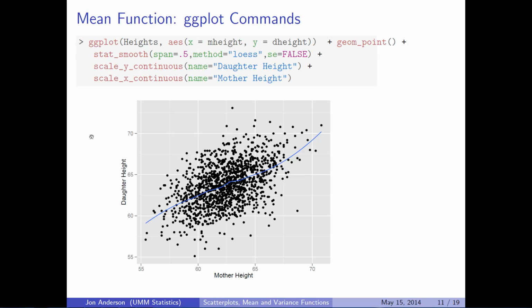Here is the same kind of information from the ggplot style of graphics, where the dark blue or purple curve shows an approximation for the mean function. And it's pretty clear from this smoothed blue curve that daughters' heights tend to go up as their mother is taller. The daughter is also taller.